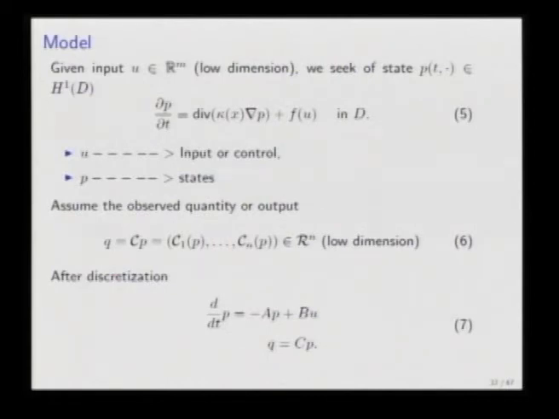Then this problem goes as follows. You have some input and some observed quantities, and the input is low dimensional, and the observed quantity is also low dimensional. But to compute, you have to solve a finite element problem on a very fine grid, right? So what you want is to simplify that problem. There is a mapping here from low-dimensional input to low-dimensional observed quantity, right? You want to simplify that. You don't want to go through solving a parabolic equation on a very fine mesh to do that.